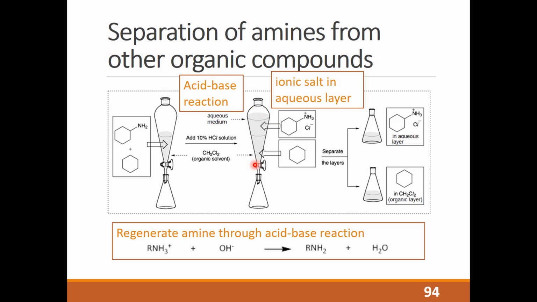Hence, using this separating funnel, we can actually separate out the two different immiscible layers into two separate conical flasks. And with this aqueous layer, we can actually regenerate the amine through another acid-base reaction by adding a base to the conjugate acid of the amine group to get back our amine.